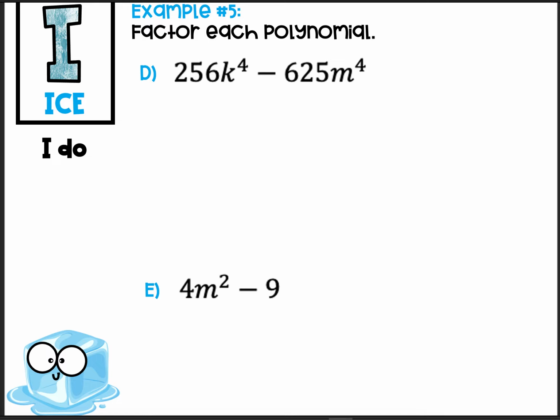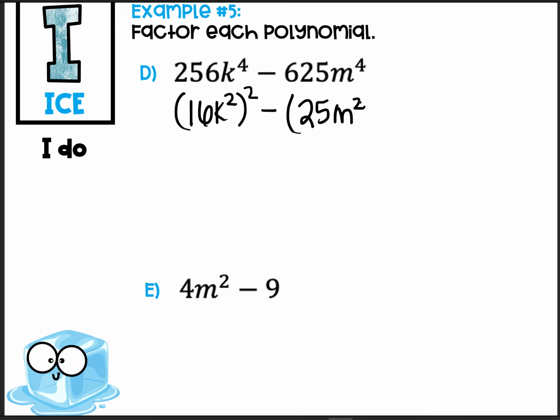Here would be the two I-do-by-myself examples. I would like you to pause it and attempt them, but let me show you the answer. 256k to the fourth power minus 625m to the fourth power. Both of these can be rewritten as 16k squared minus 25m squared.